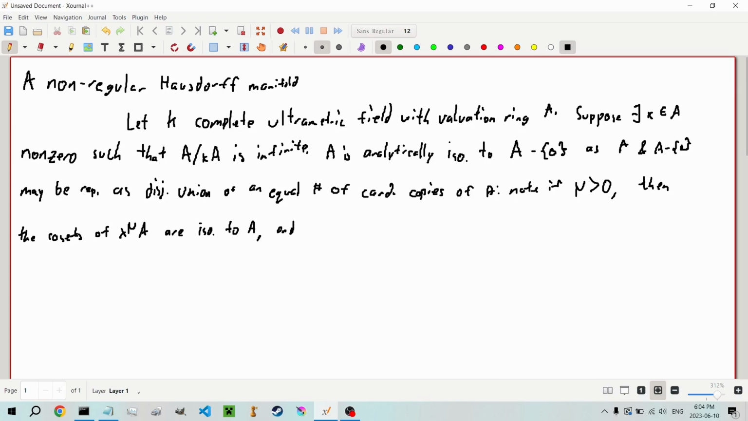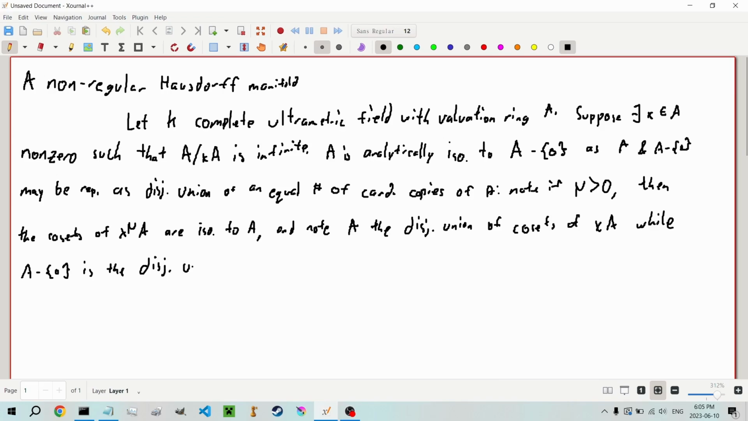And we note that A is the disjoint union of the cosets of x times alpha, while A minus 0 is the disjoint union of the following collection of cosets of x to the mu alpha with mu ranging over the positive integers.